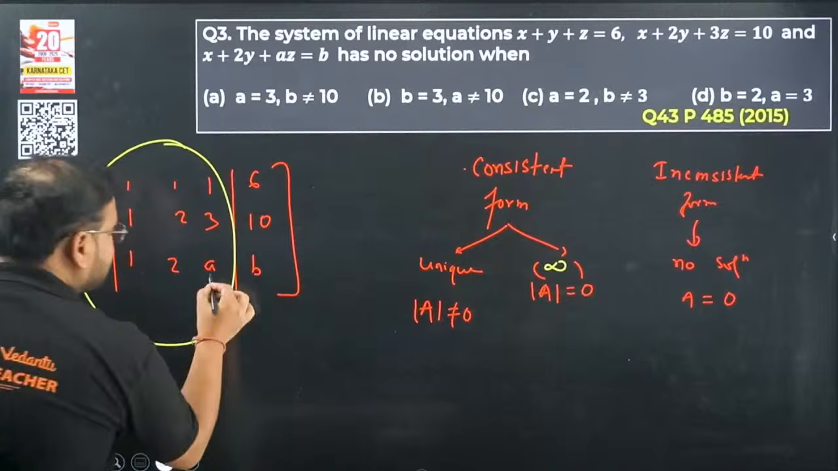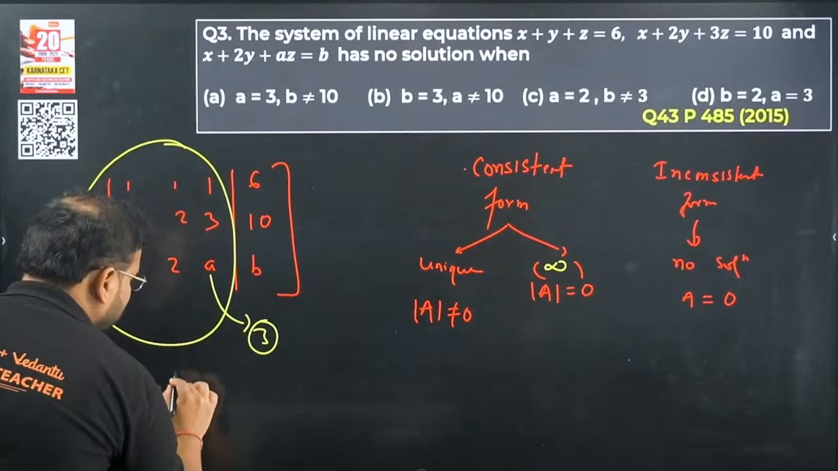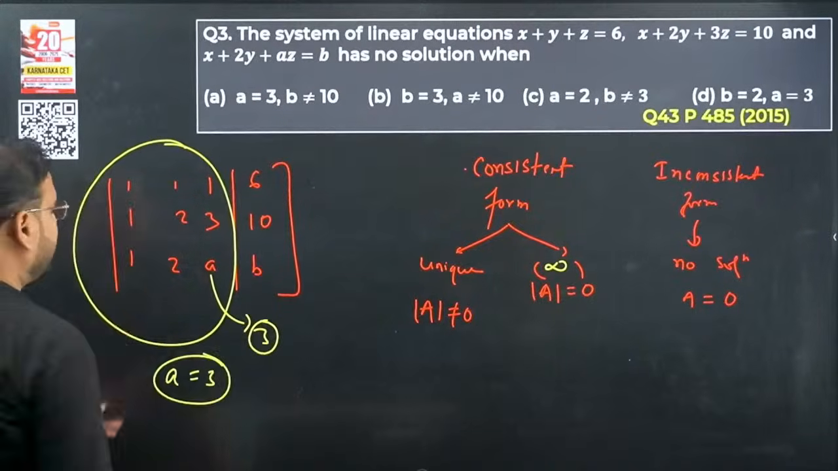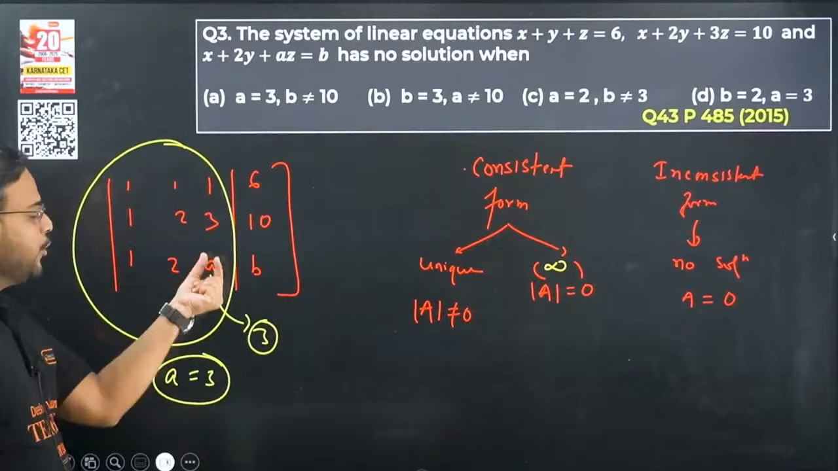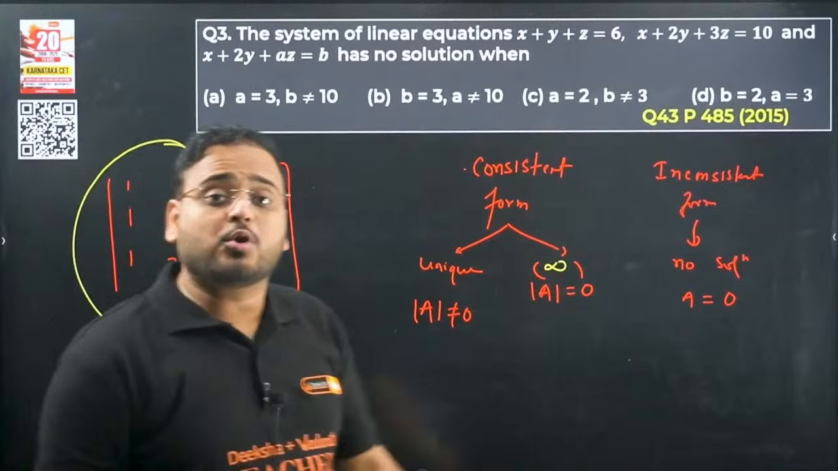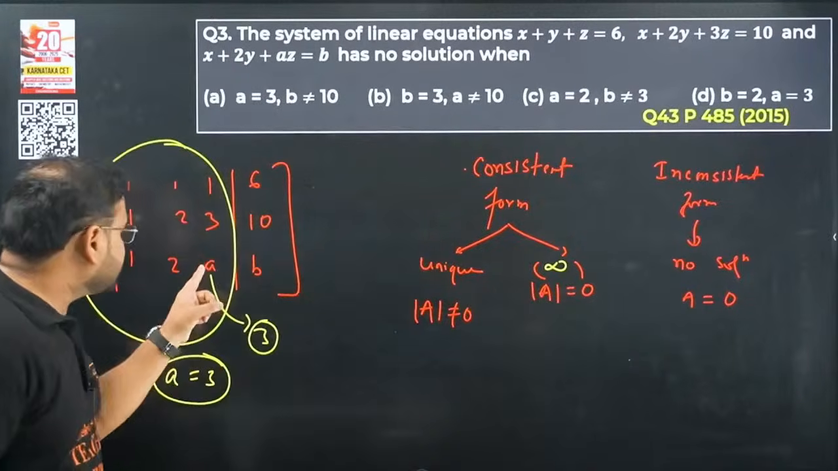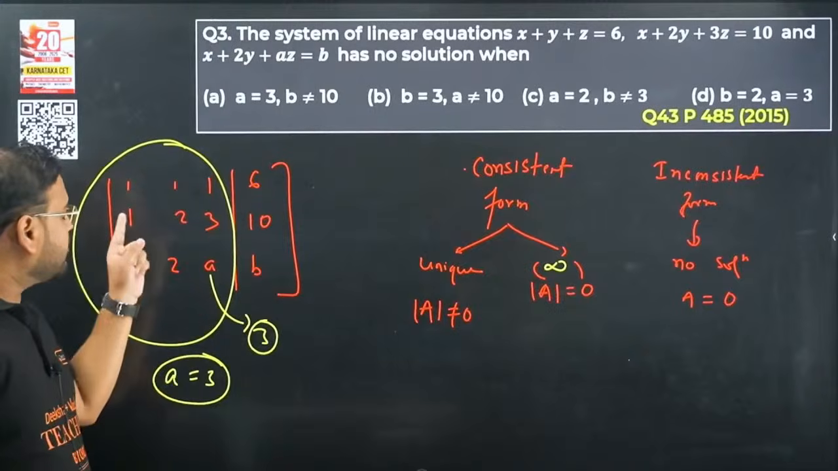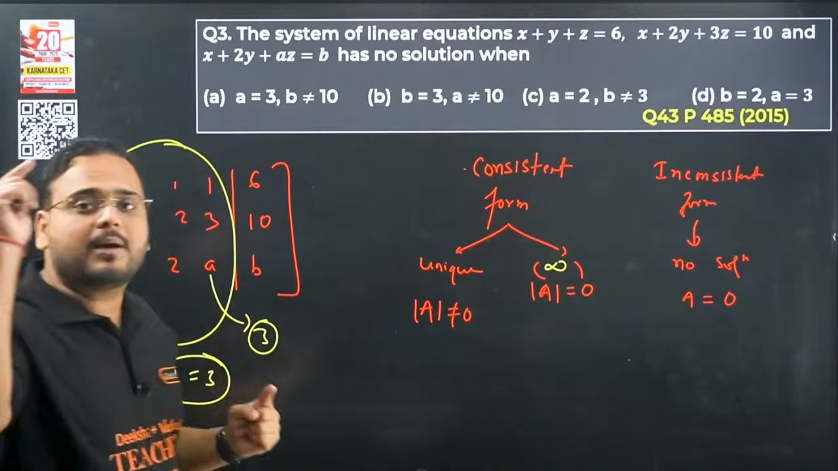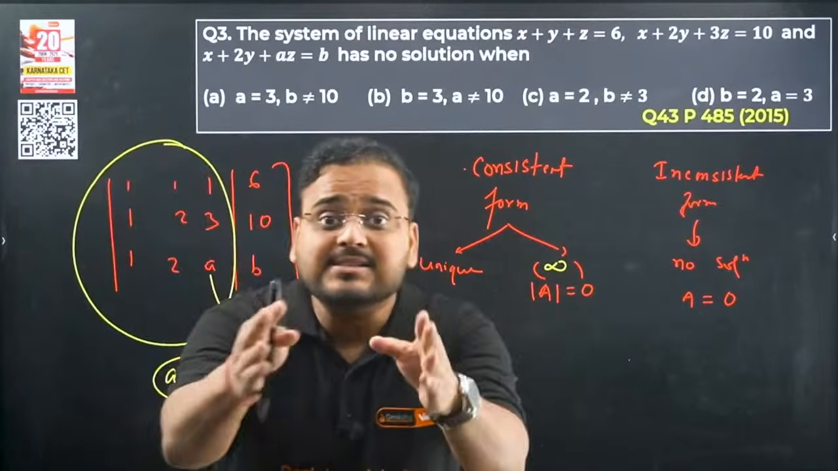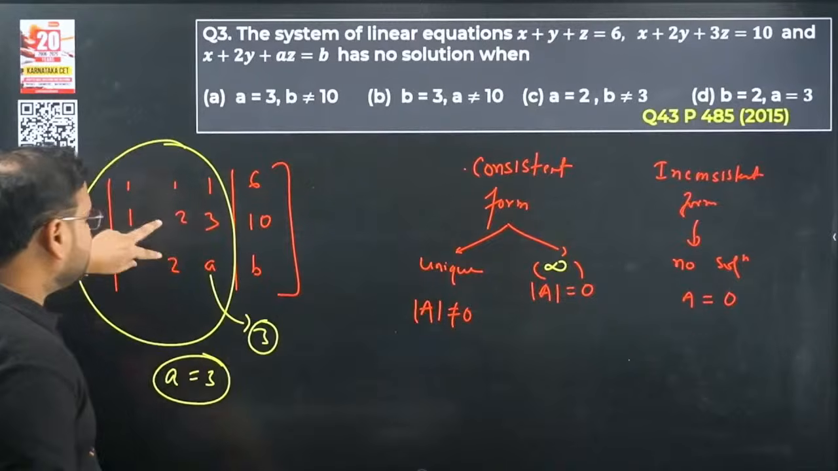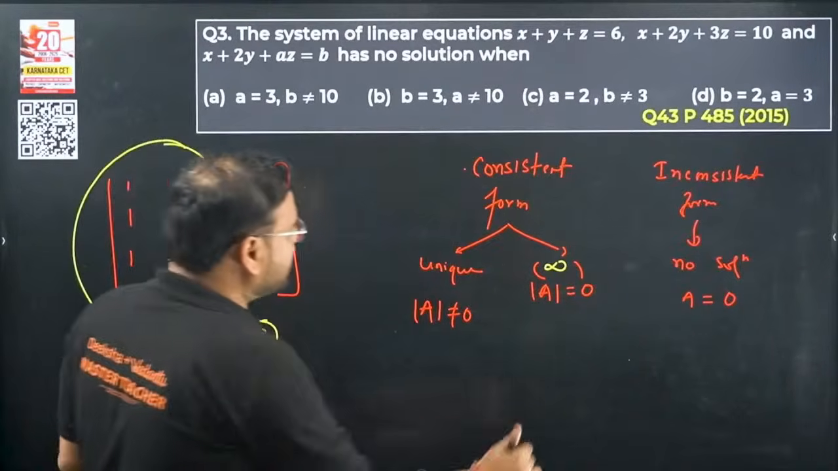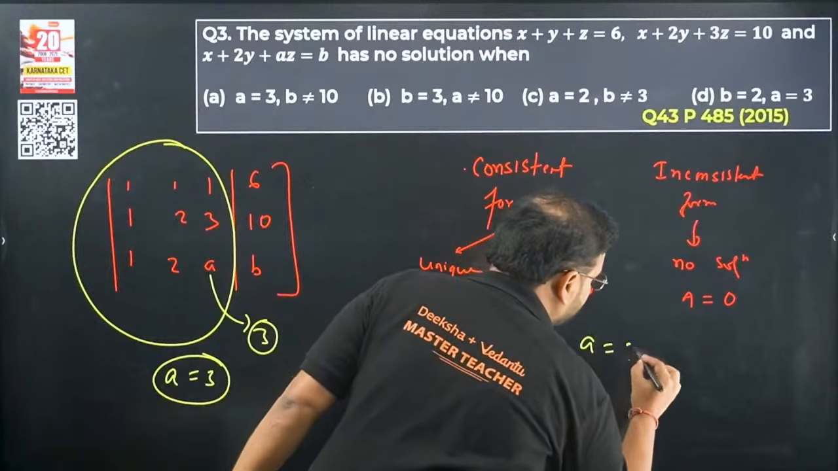That can happen if this A becomes equal to 3. When this A value becomes equal to 3, check here. It becomes 1, 2, 3, 1, 2, 3. Two rows are exactly the same. When I take A value as 3, then row number 2 and row number 3 become the same. It means very simply that this determinant will have a value of 0. So first thing is A equal to 3.